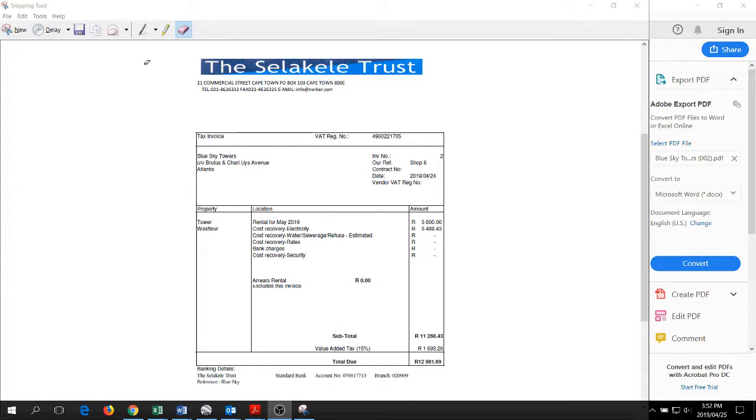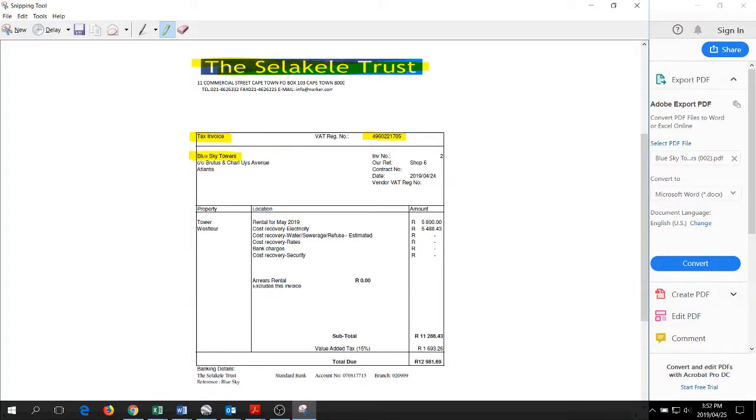Okay guys, so just to quickly recap what constitutes a valid tax invoice. Obviously the name of the supplier must be on the tax invoice. The VAT number of the supplier, it must say tax invoice. Our name must be on the tax invoice.